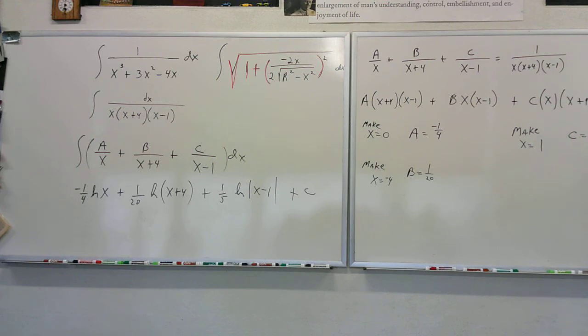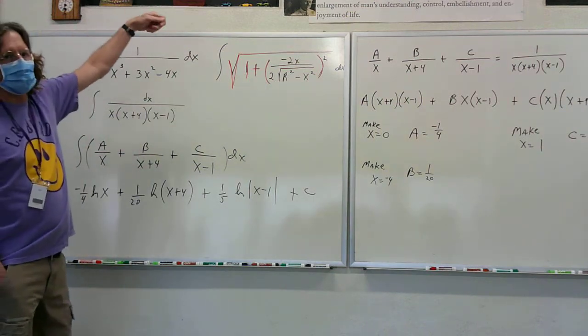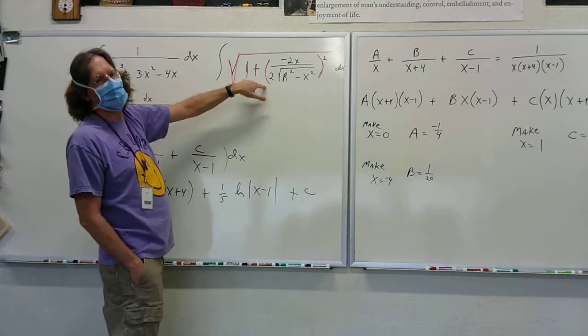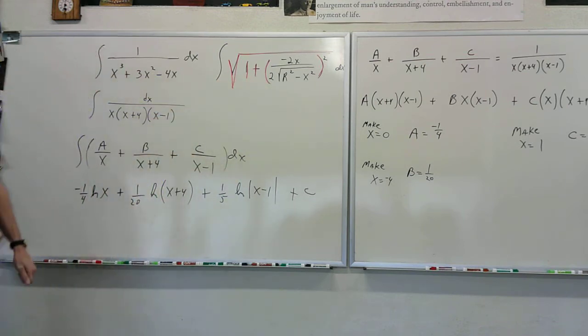The question on the test was: prove that the circumference of a circle equals 2 pi r. That was the question. And to do the proof, as you're working through it, you get to this step, and you have to be able to integrate that.